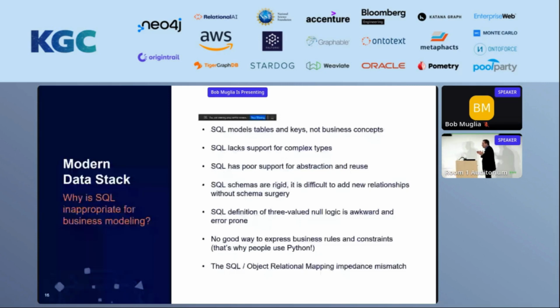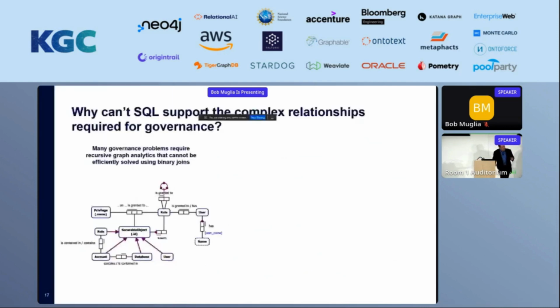It's amazing how durable it has been and how people have used it, but it's meant to model tables and keys. That's what it does, not business relationships. So all of these things are problems. There are many, many more that you could potentially discuss, but the net of it is people recognize that we need more than SQL to do business modeling. But if you look at these databases, there's more to what's going on here than that.